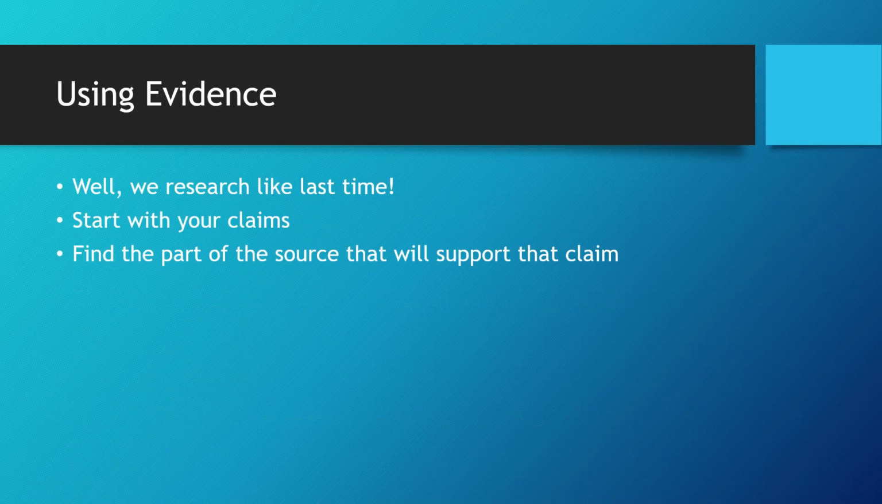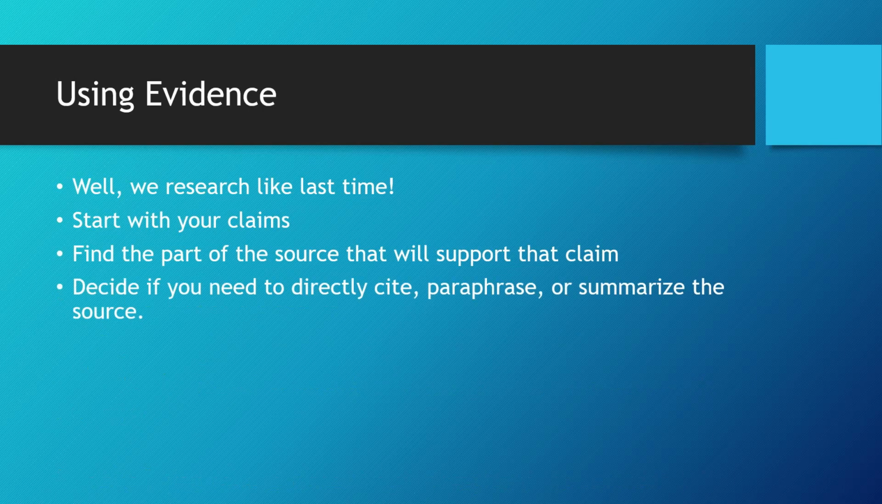Remember, I was looking for a reason as to why we need to limit teen tech use. So I found that teenagers themselves are saying, yeah, we spend too much time online. That's a major problem. And then decide if you need to directly cite, paraphrase, or summarize the source. Depending, you might find the best way it's phrased, then directly cite it. If it's just a number, if you're just pulling a statistic, paraphrase it so that you can put it into your own words and articulate it the way that you want to articulate it.